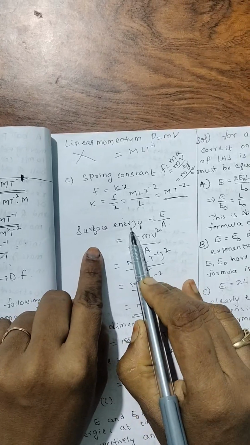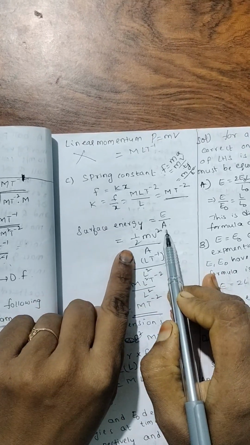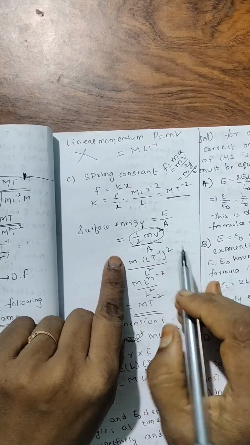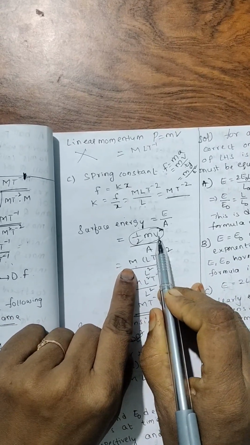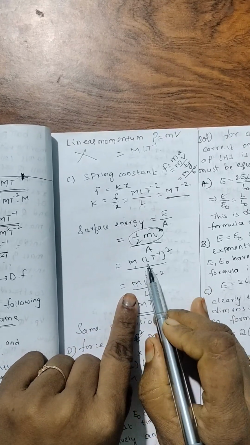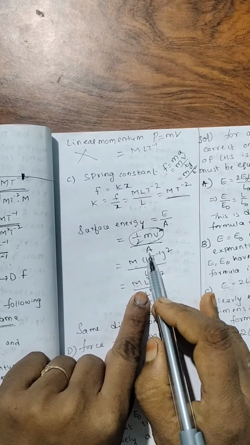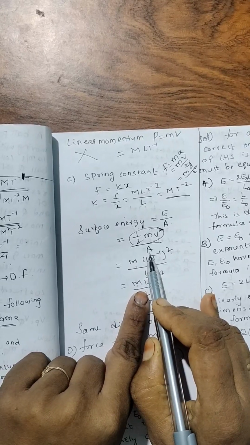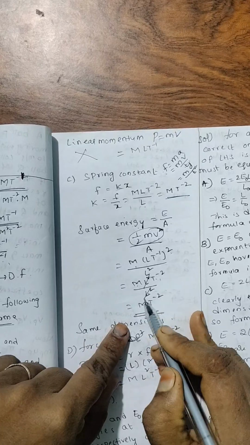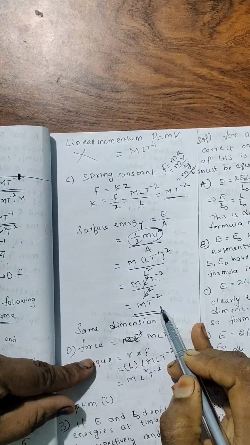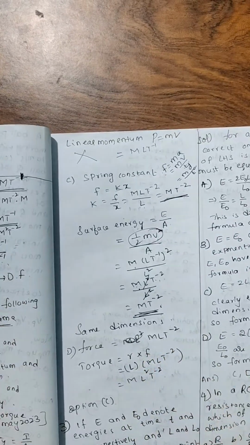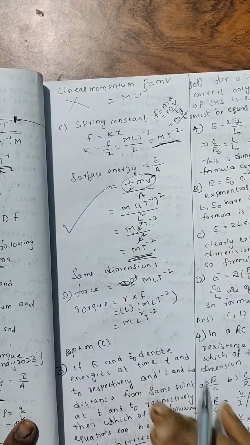Now next is surface energy, that is, energy per unit area. So for energy, here we are taking the formula half mv square. Mass into velocity square, L t minus 1 whole square. So what will we get? M L square T minus 2 by area, length into breadth, L into L, L square. Now here L square cancels. What will we get? M T minus 2. See here, spring constant is M T minus 2, and this also is M T minus 2. So this is the correct option.